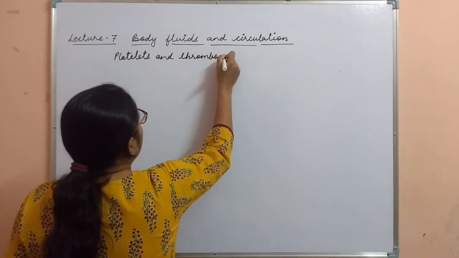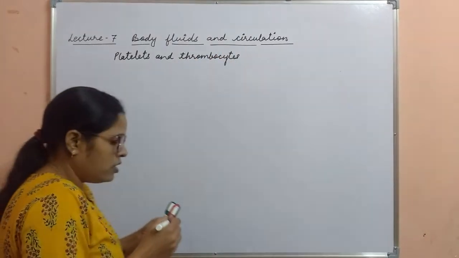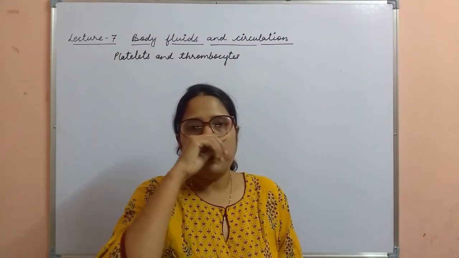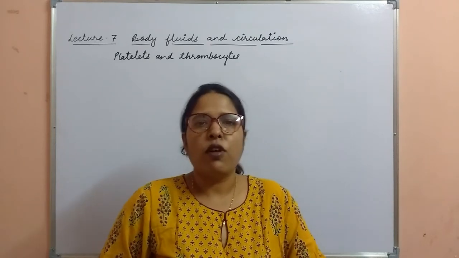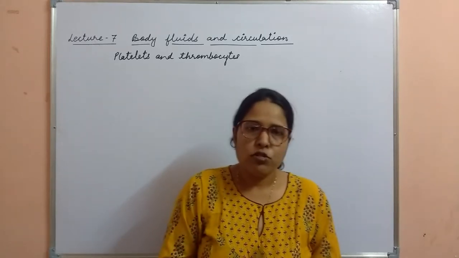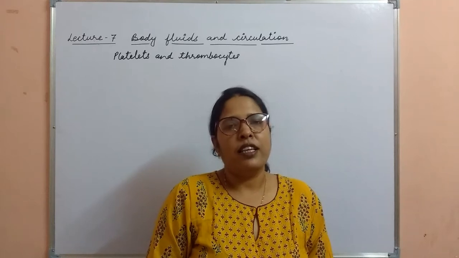In some books it is written as platelets or thrombocytes. It means platelets and thrombocytes are the same thing, but a slight difference is there. The function of both of these is the same, that is blood clotting, but they are slightly different from each other. Clear? So here we are going to discuss platelets and thrombocytes and their differences.